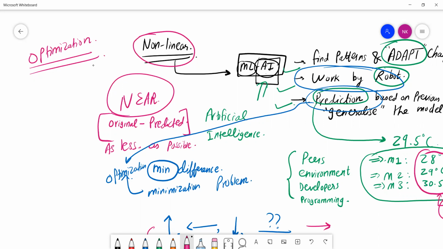So is it clear why optimization is the first step towards this particular field of ML AI? Anybody having any doubt? Okay.